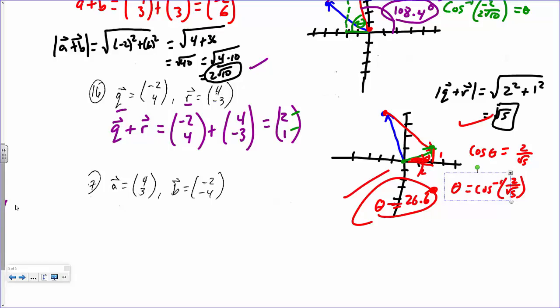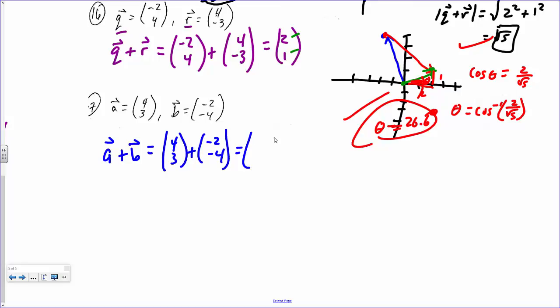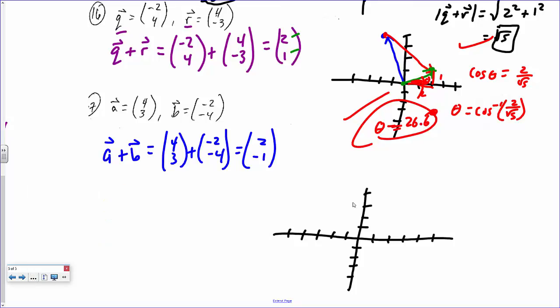So the final question, after all that battle, the resultant again, we're going to add a plus b. 4, 3 plus negative 2, negative 4. 4 minus 2 is 2. 3 minus 4, which is negative 1. Okay, so let's draw this. I'm going to go 4 up, 3 over, 4 up, 3 over. I'm going to go down 2 and over 4.